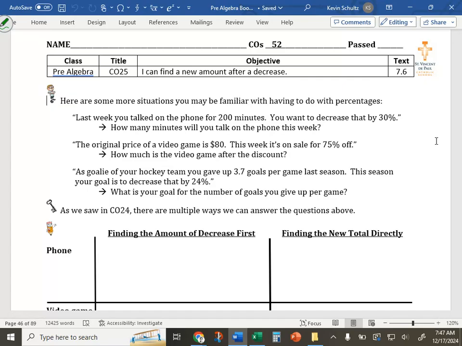There are a lot of parallels between CO25 and CO24, because in 24 we found a new amount after an increase. In 25, we're finding a new amount after a decrease. So it's essentially just the opposite thing. Like we started with 24, we've got 3 situations here, and I'm going to show you 2 methods to find it. Again, just like CO24. One of them involves setting up a proportion. The other involves finding a new total directly.